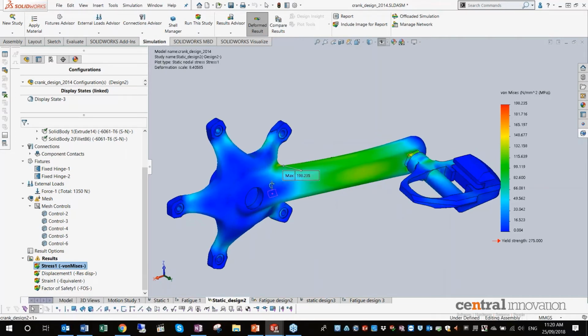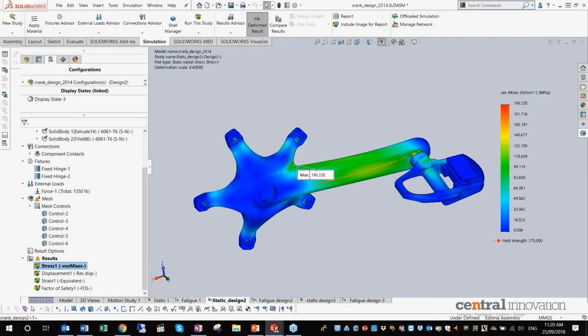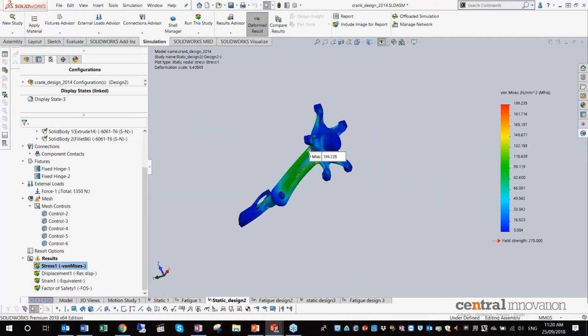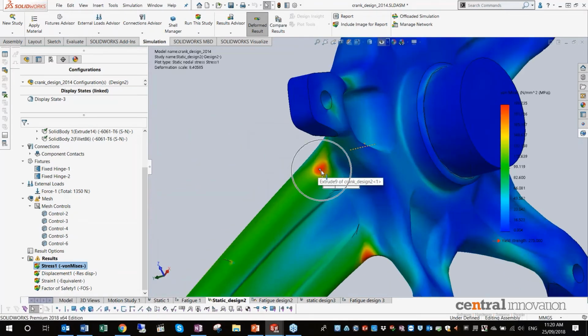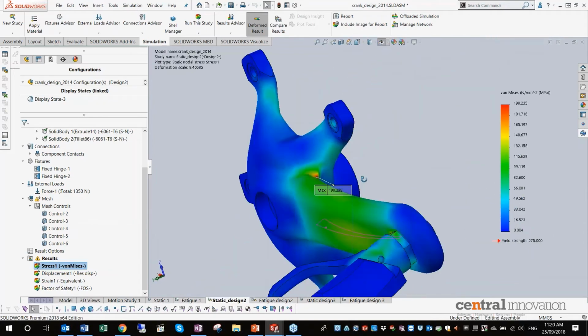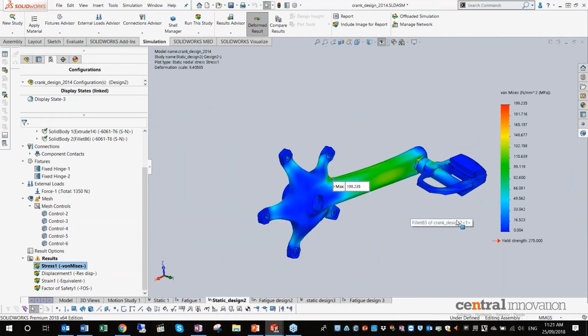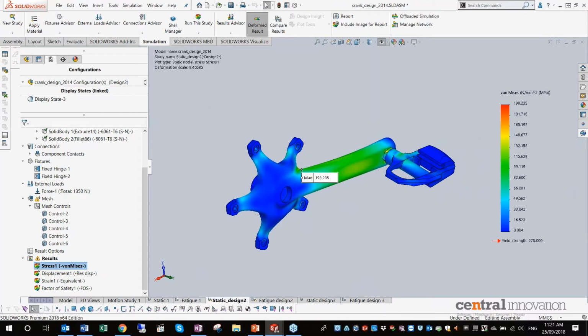When I look at the stress result, you can see the stress result is quite different. The maximum stress is 198 megapascal, and it's happening here at the back of this component. And 198 is obviously below my yield strength. So I can conclude that this stress, if this load is applied once, is not going to fail the model. But what if I apply it 7 million times?